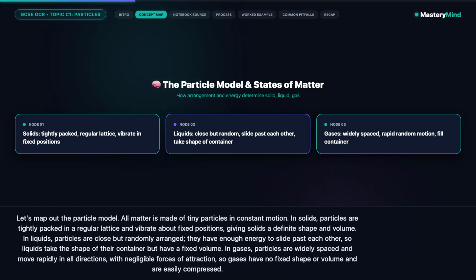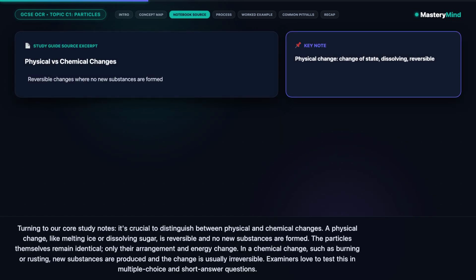Turning to our core study notes, it's crucial to distinguish between physical and chemical changes. A physical change, like melting ice or dissolving sugar, is reversible and no new substances are formed. The particles themselves remain identical, only their arrangement and energy change. In a chemical change, such as burning or rusting, new substances are produced and the change is usually irreversible. Examiners love to test this in multiple choice and short answer questions.